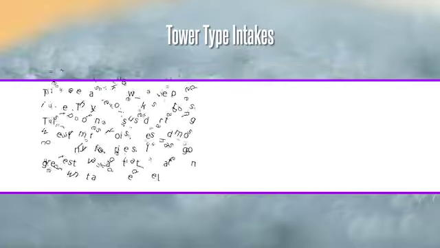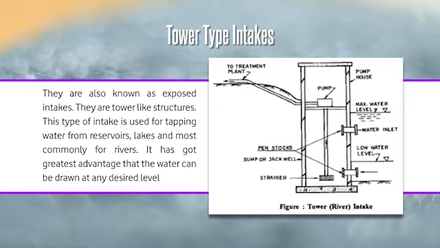And this is the tower type intake. Here the water is available at a higher level; the intake is not submerged in the water, so they are also known as exposed intakes. They are tower-like structures. This type of intake is used for tapping water from reservoirs, lakes, and most commonly from rivers. It has the greatest advantage that the water can be drawn at any desired level.